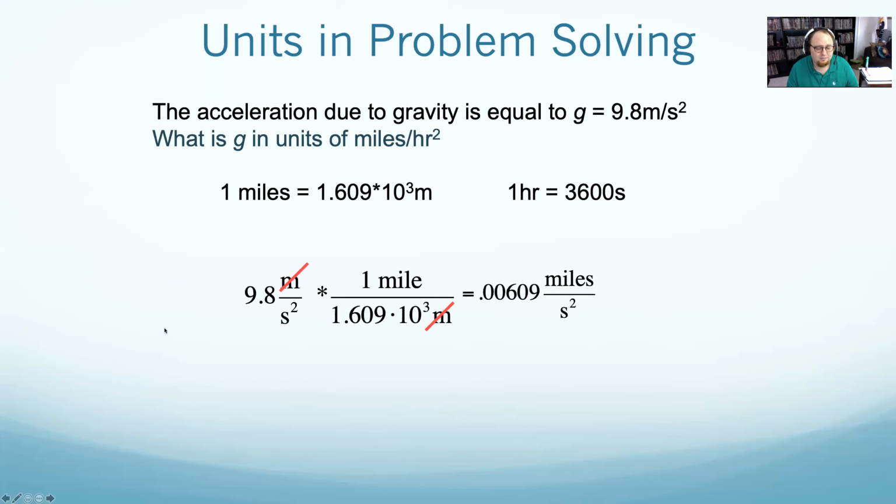Why is there a 10 to the third? Because that's the actual value. I wrote it in scientific notation. If you wanted to do it in non-scientific notation, you could just say 1,609, but I wrote it in scientific notation. So 1 mile is 1.609 times 10 to the third meters.